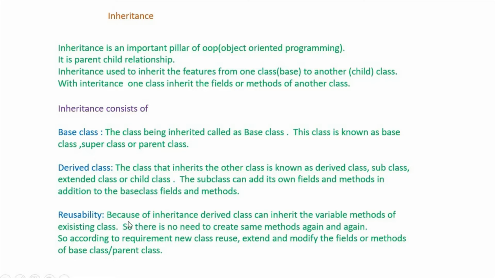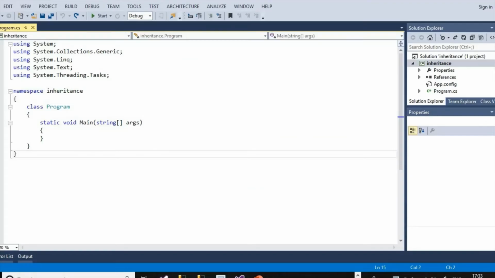Reusability. Because of inheritance, a derived class can inherit the variables and methods of an existing class. So there is no need to create the same methods again and again. So according to requirement, a new class can reuse, extend and modify the fields or methods of the base class or parent class.